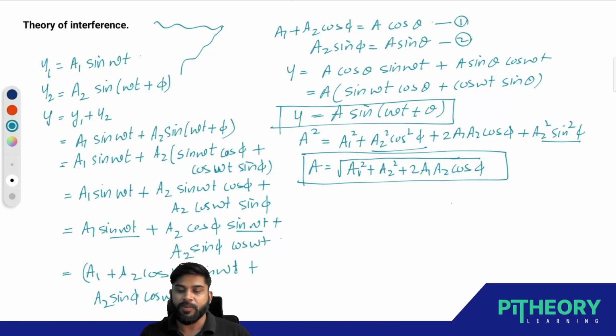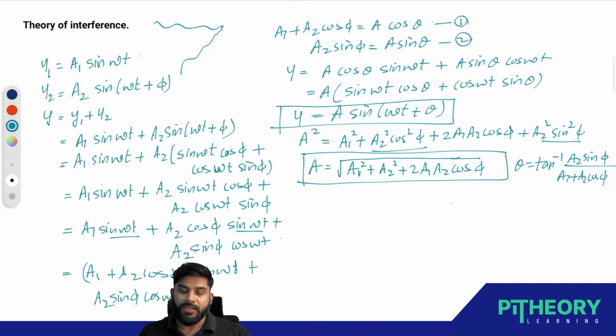At the same time, if you want the resultant phase difference, you can write it too. You find the ratio of these two, and you'll be getting theta equal to what? Tan inverse, since sine theta by cos theta is tan theta. So tan inverse of A2 sine phi divided by A1 plus A2 cos phi. Like this, you can write theta also.